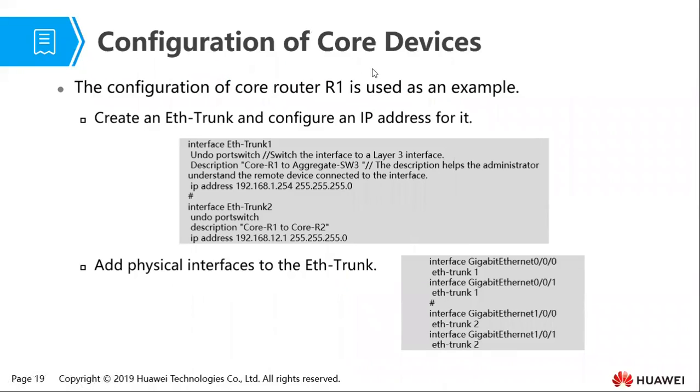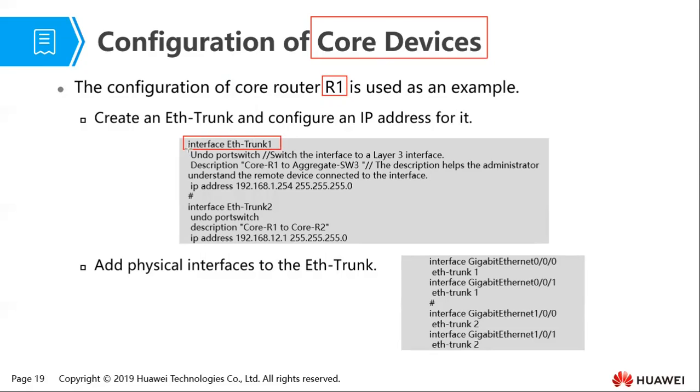So let's see. We want to start by configuring R1. We're using the example of R1. Here we want to configure the core devices. We want to aggregate between R1 and R2. So you can just check the interfaces connecting R1 and R2: G1/0/0, G1/0/1. That is what we want to aggregate. To do that on R1, you have to create the Ethernet trunk by doing interface Eth-Trunk 1.